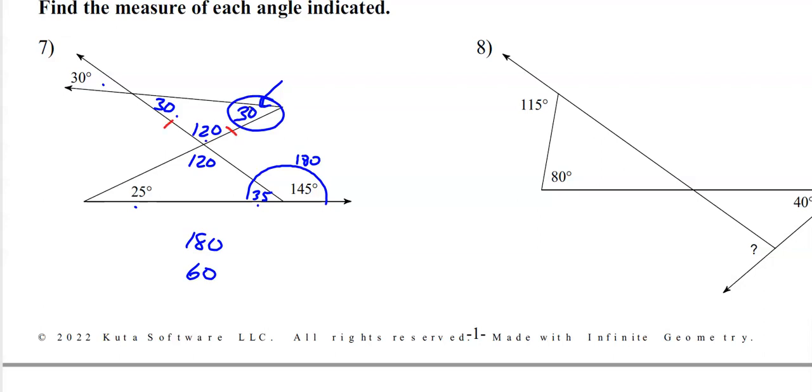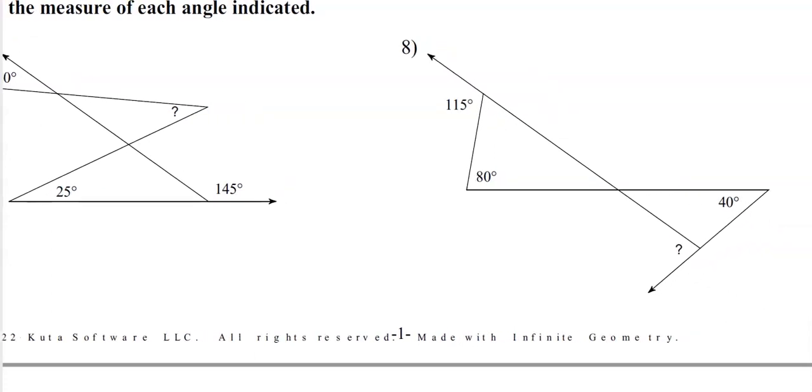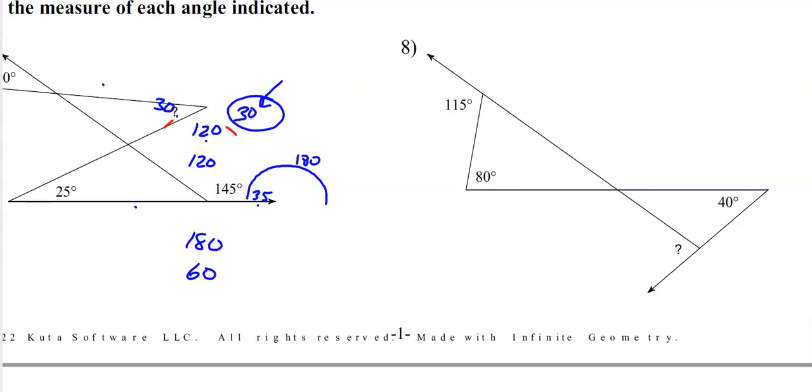All right, number 8. Looks like I'm missing part of it, so I'm going to have to slide this sheet over a little bit somehow. Here we go. Same game, new numbers. Linear pair, subtract from 180. Jump in. Add these up, that's 145. Subtract from 180, that's 35. Vertical angle over to here, 35.